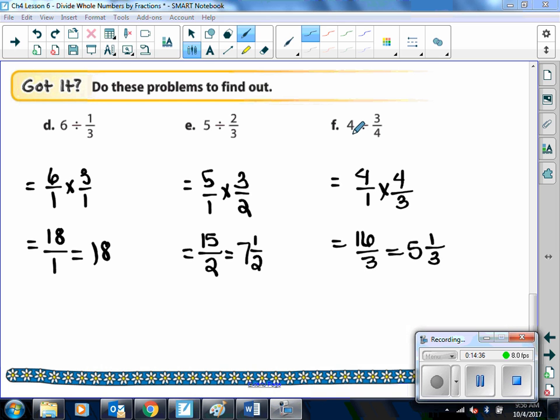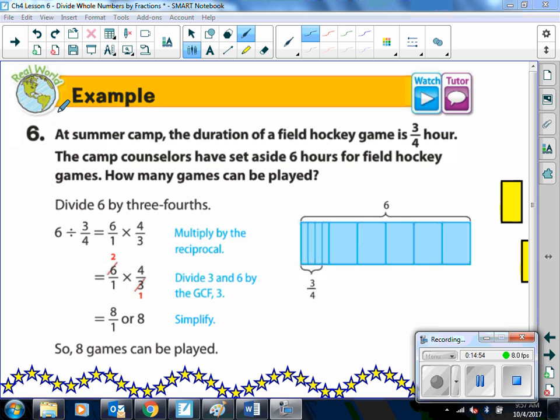So for 4 divided by 3/4, there is your answer. So 4 over 1 times 4/3 gives me 16/3, and then we change back to a mixed number, which is 5 1/3.